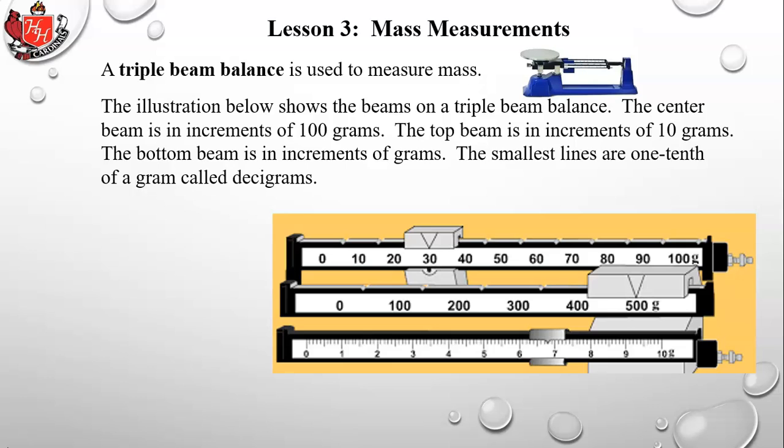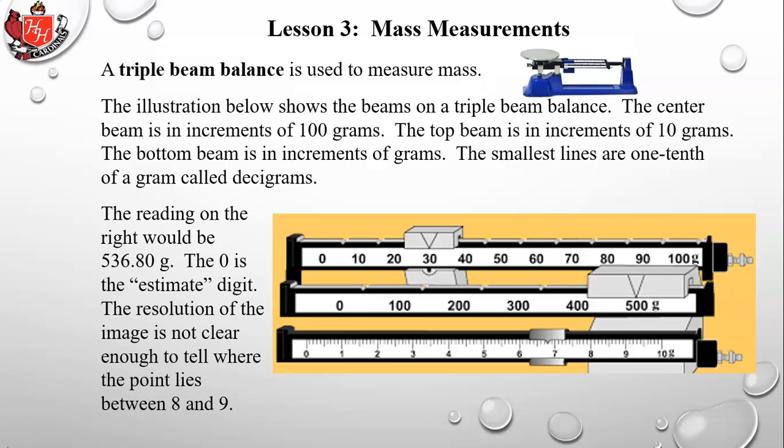Okay, so let's learn how we read this measurement. The reading on the right would be 536.80 grams. The 0 is the estimate digit. The resolution of the image is not clear enough to tell where the point lies between 8 and 9. So first of all, the middle beam tells us we're on 500 grams. We're somewhere on or above 500 grams.